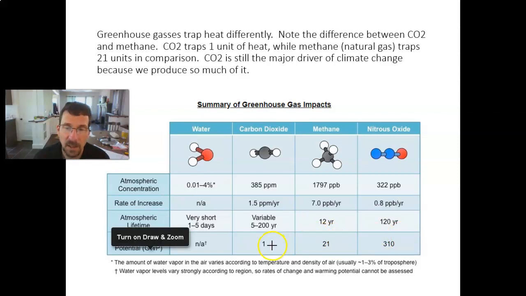compared to carbon dioxide, and it is, it's not nearly as bad as nitrous oxides. Nitrous oxide molecules trap 310 times more heat than does one carbon dioxide molecule. So nitrous oxides, where do these guys come from? Well, they come from the burning of fossil fuels. It's one of the main pollutants that we get from burning fossil fuels.